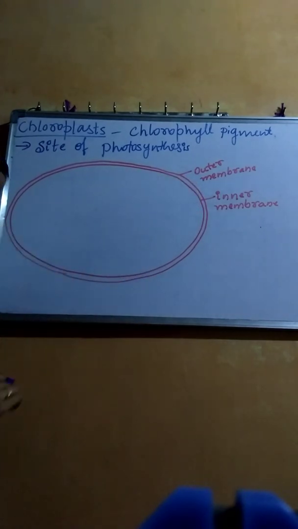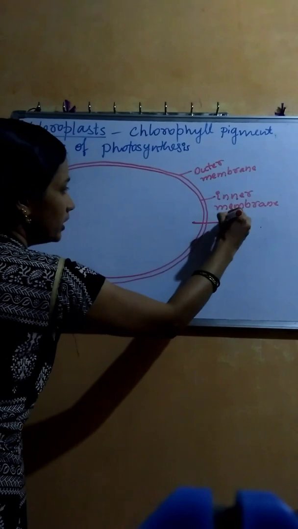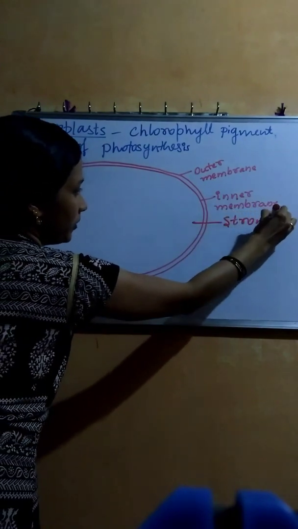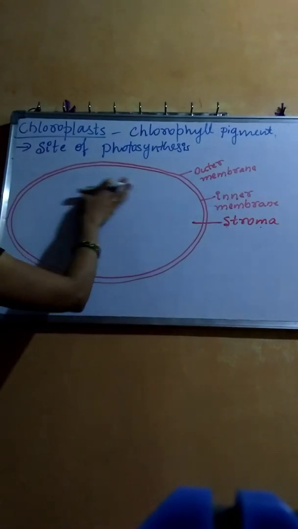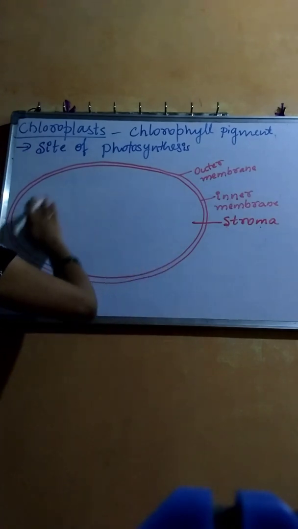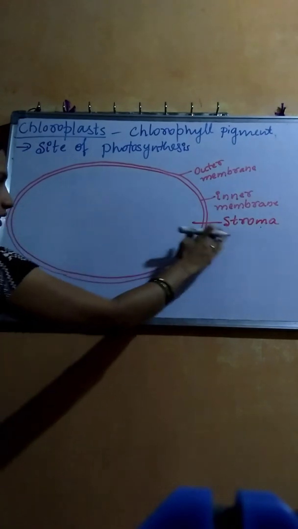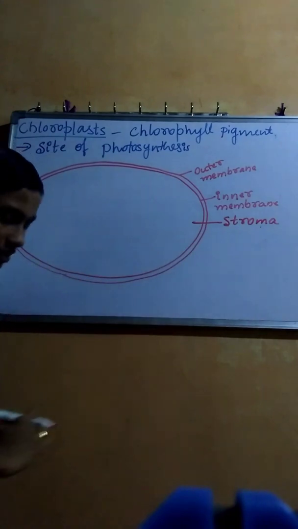The inner membrane of the chloroplast encloses a colorless ground matrix that is called stroma. Here, inner to the inner membrane of the chloroplast, a colorless ground matrix is present, and that colorless ground matrix is called stroma.